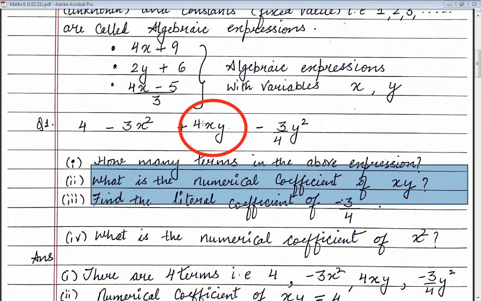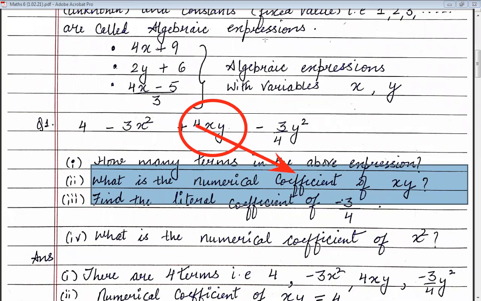Now you have to tell the numerical coefficient. Children, do you remember what a numerical coefficient is? Numerical coefficient is the number only. Now what is the number here with the xy term? It's 4. So now children, what is the numerical coefficient of xy? That is 4. So you can write here, 4 is the numerical coefficient of xy.